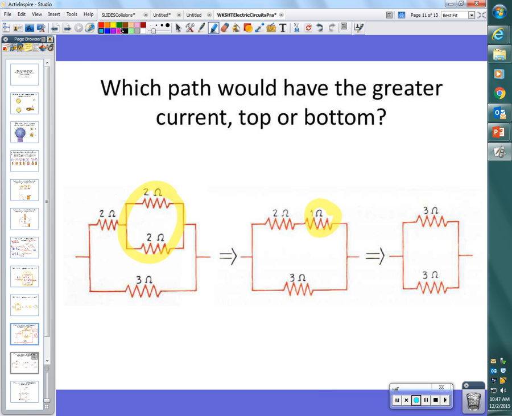Now, these 2 resistors are in series. We have this 2 ohm resistor and that 1 ohm resistor, so we add them together and find the equivalent resistance of the top path is 3 ohms. Great. The bottom path is also 3 ohms. That being the case, both of those paths would have the same current if they were attached to the same voltage source.